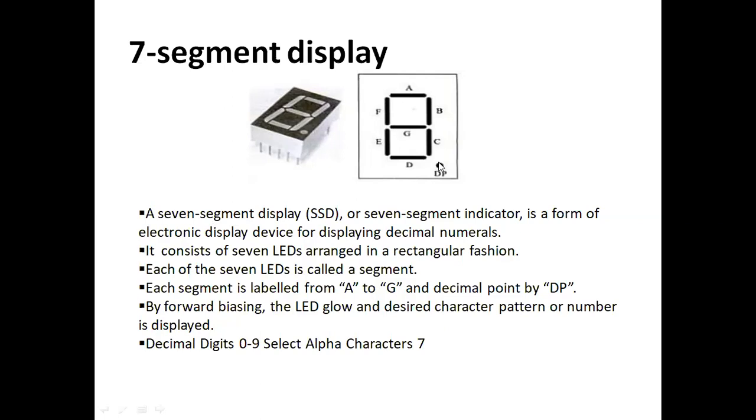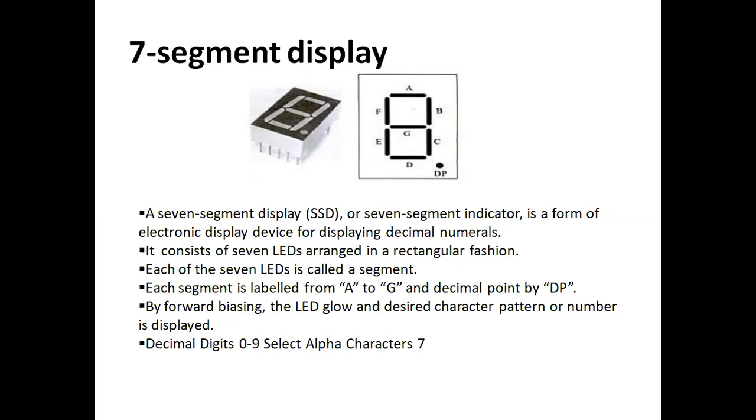So depending on what is to be displayed, we provide light to A to G and DP. What does it mean? Assume I want to display 4. How can I write 4? See, this, right? So what is to be done? F, G, B and C are used along with DP, right? So in order to have a display of 4, the segments F, G, B, C and DP are lit.